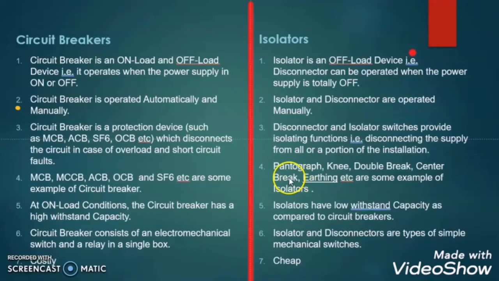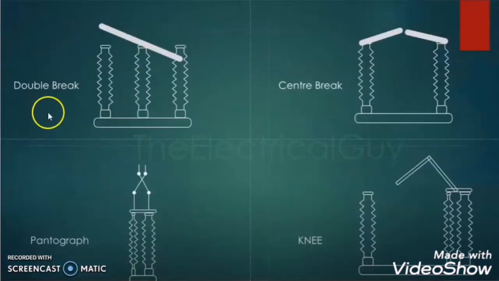Now let me show you the different types of isolator. This is a double break type isolator because it's breaking from both the points, from this point and this point. This is a center break, this is breaking from the center, so this is a center break type isolator. This is a pantograph type isolator, and this one is a knee type isolator.